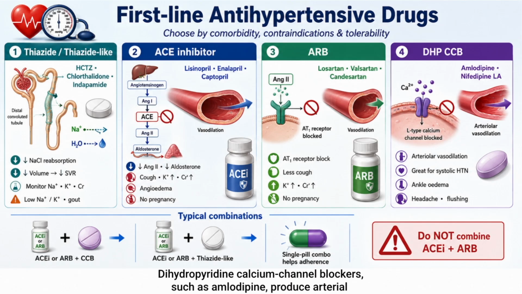Dihydropyridine calcium channel blockers, such as amlodipine, produce arterial vasodilation. Common adverse effects include ankle edema, headache, and flushing. Common combinations are an ACE inhibitor or ARB with either a calcium channel blocker or a thiazide-like diuretic. Single pill combinations can improve adherence. However, ACE inhibitors and ARBs should not be combined.